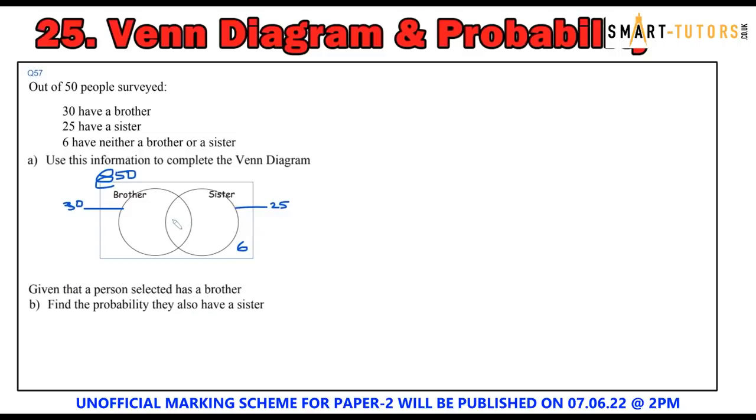I have no idea what is in the intersection, so I'm going to mark it as X. 30 is the full, so 30 minus X, and 25 minus X is this side, right? Now what you want to do is complete the diagram. So that means we need to find out what X is. So 30 minus X plus 25 minus X plus 6 equals 50, right?